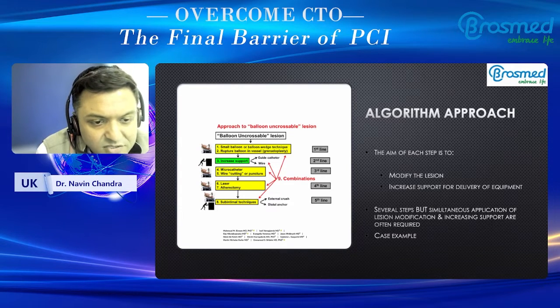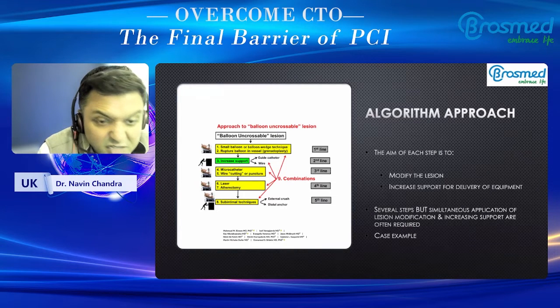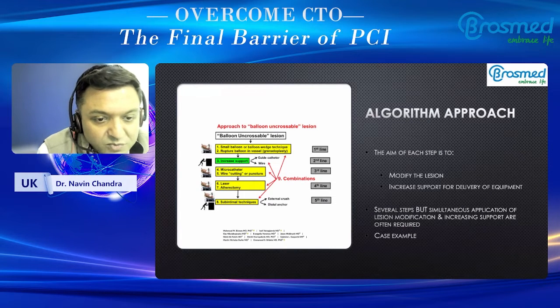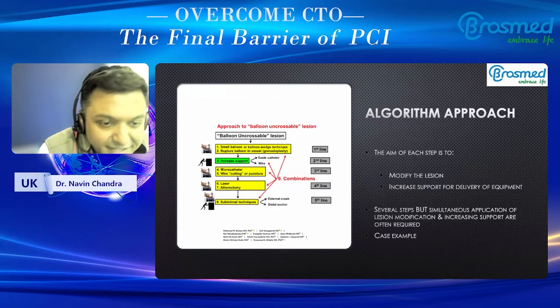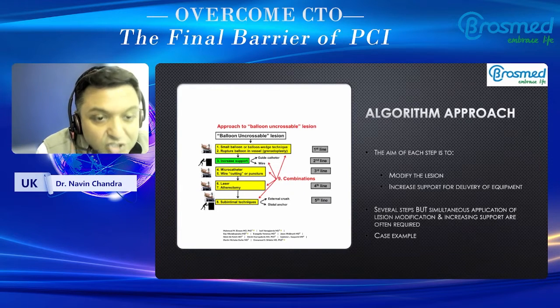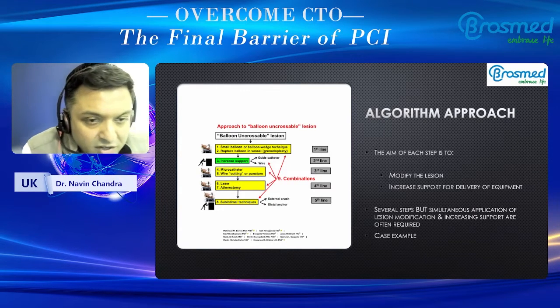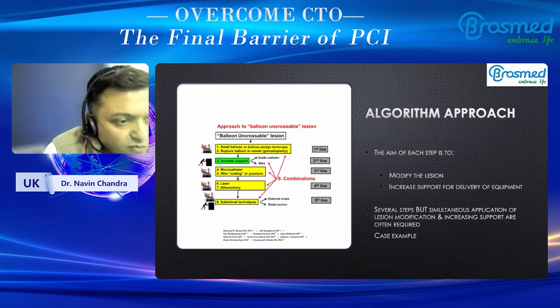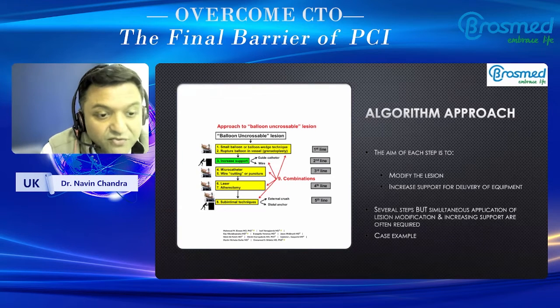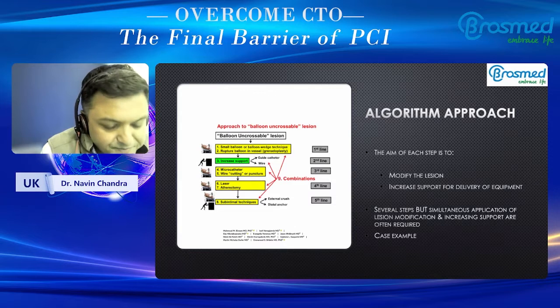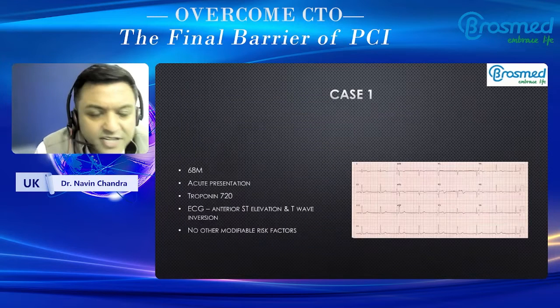You'll see that there are several steps, but I would say that number 9 is probably the most important, which involves simultaneous application of lesion modification and increased support to increase your chances of crossing these difficult cases. And you'll see from the cases that I show, and I'm sure from the other colleagues on the panel, why using combinations up front is often required. Okay, so going straight into the cases.